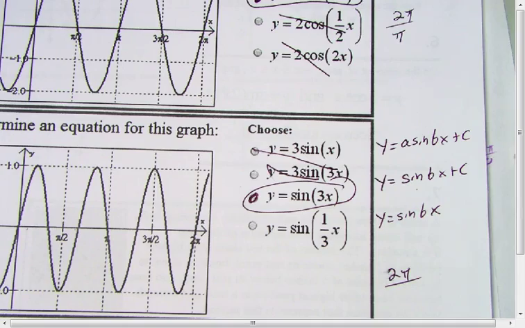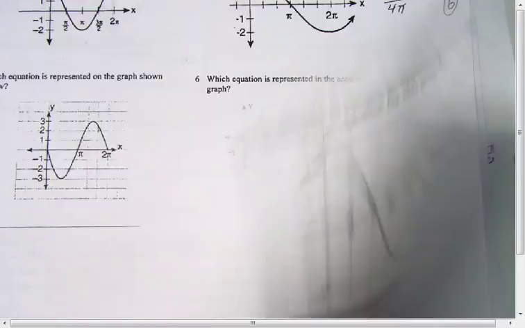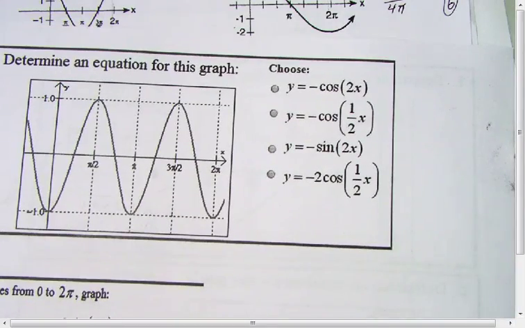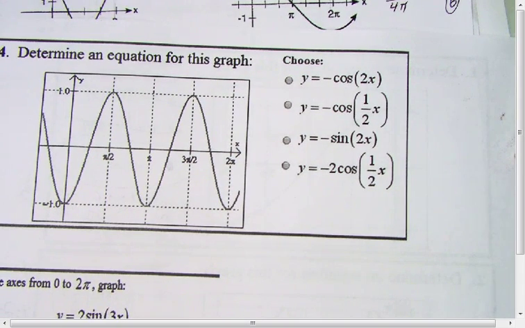All right, let's go ahead and turn it over. Why don't you guys try number 4 on your own? Try number 4, and then we'll do some together.